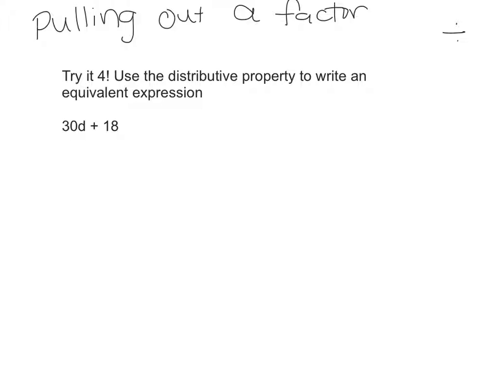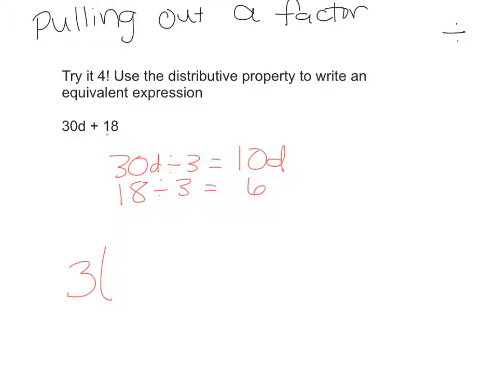30d plus 18. 30 and 18 have a common factor of 3. So I'm going to pull out 3 first, or I'm going to divide it by 3. So if I take 30d and divide it by 3, it leaves me with 10d. Now I'm taking 18, dividing it by 3, and it leaves me with 6. So if I pull 3 to the side of my parentheses, it will leave me with 10d plus 6.